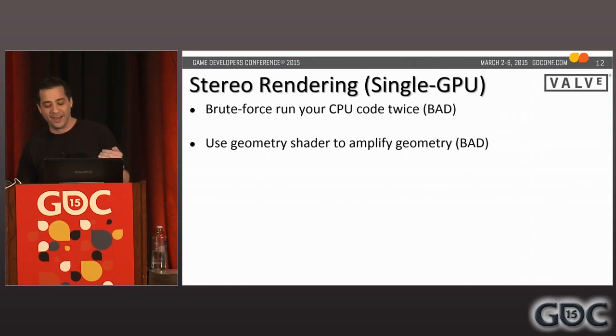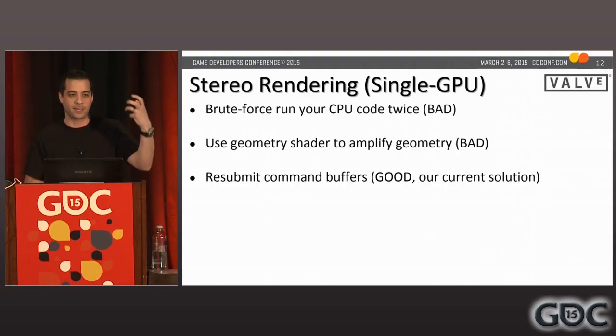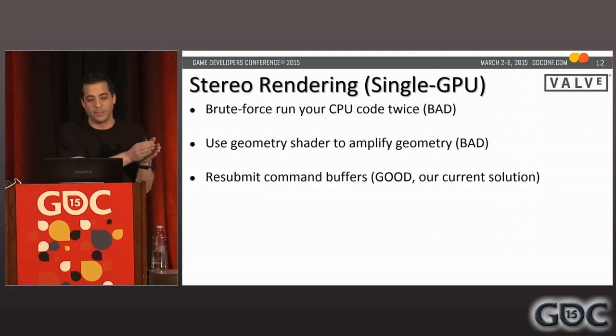So, let me compare it to the next thing, which is resubmitting command lists, right? So in D3D11, what we do is we build up our entire left eye's worth of command lists. And when we go to render, we update our global constant buffer that has all of our transforms in it with our left eye transforms, and we submit all those command buffers. Then we go back and update that constant buffer again with all your right eye transforms and resubmit all those command buffers again. Okay? This is what we're currently doing.